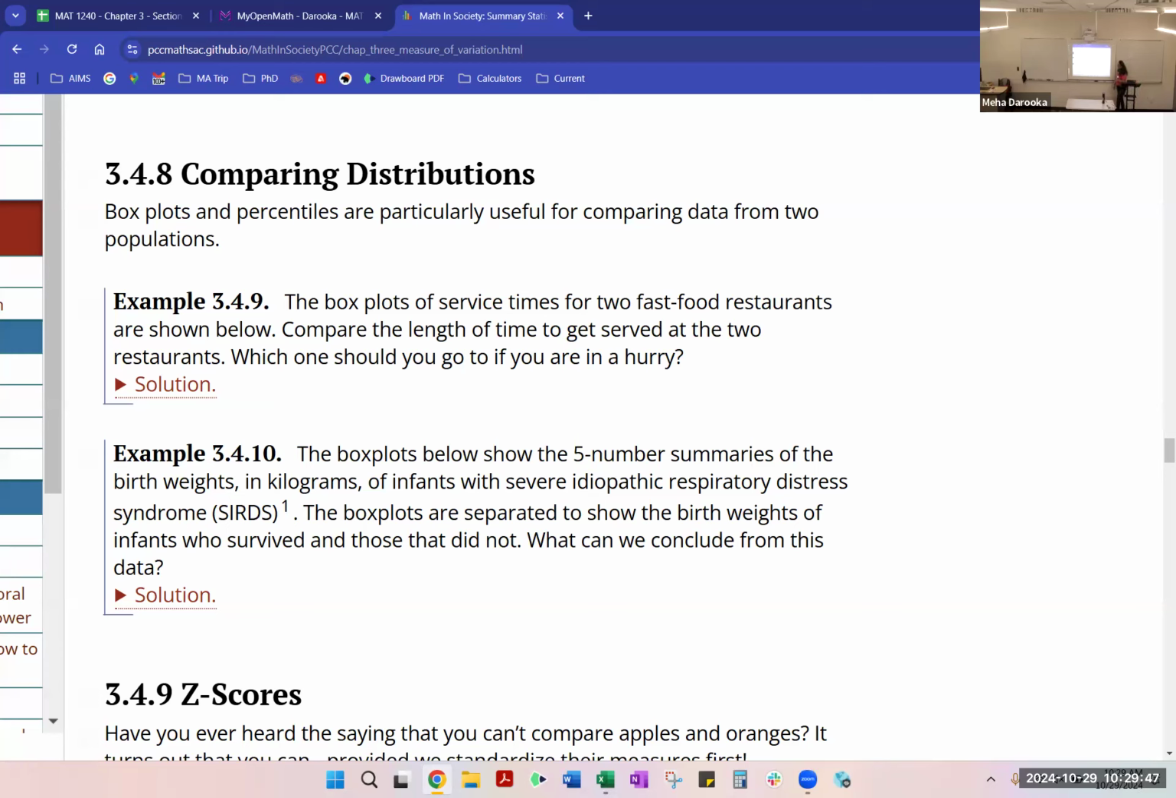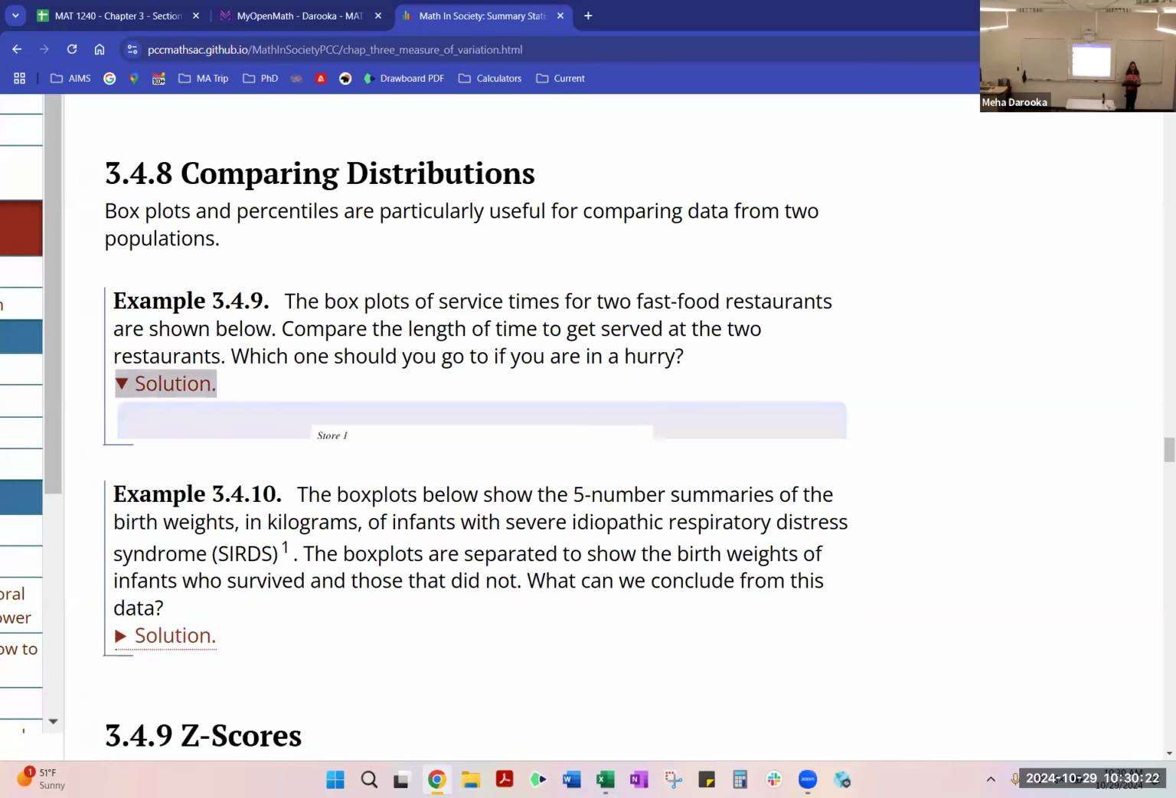Alrighty, guys. So here we're basically just talking about taking this idea of box plots and percentiles and using that to compare two different populations. That was also one of the things we had talked about with mean and standard deviation, that we use those to make more sense out of it when you are comparing two data sets. The first example shows box plots of service times for two fast food restaurants, and they're asking us to compare the length of time to get served at the two restaurants. Which one should you go to if you are in a hurry?